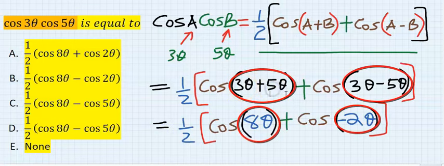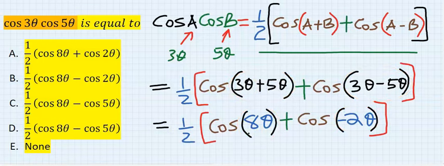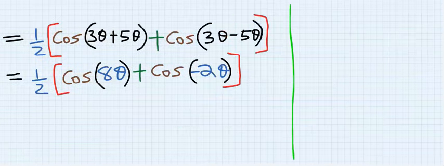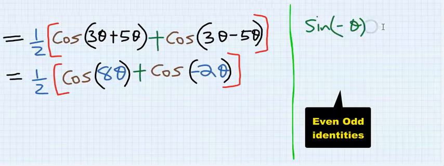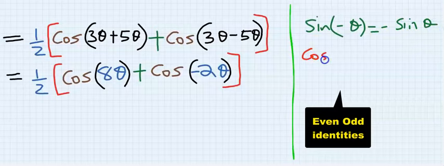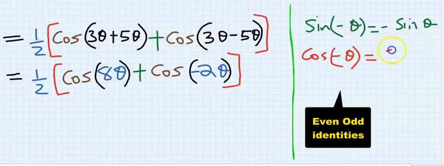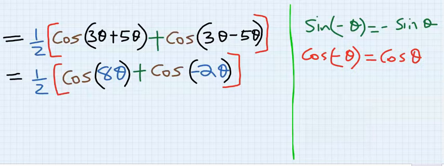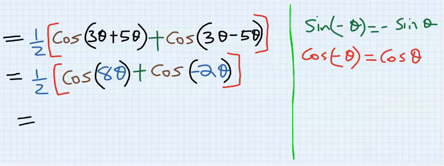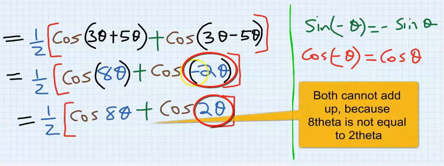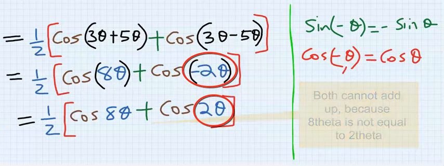3 theta plus 5 theta is going to give you 8 theta, but 3 theta minus 5 theta is going to give you minus 2 theta. Consider the trigonometric identity that sine minus theta is equal to minus sine theta. However, cos minus theta is equal to cos theta without the negative. Hence, I will have this rewritten as, and this negative, because of this rule, will disappear.